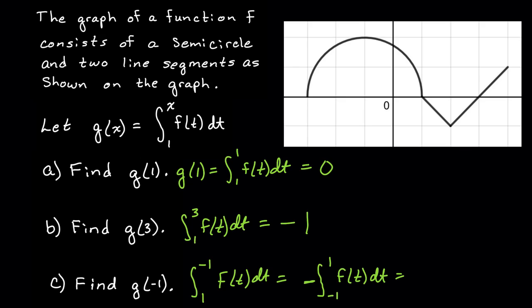Now the integral from -1 to positive 1 would be the area right here. Now that is a quarter of a circle with a radius of 2. So that would be pi times the radius squared divided by 4, because it's a fourth of a circle, which will end up equaling pi.